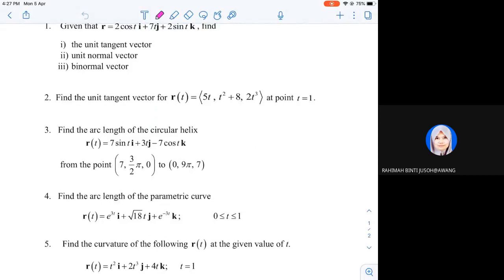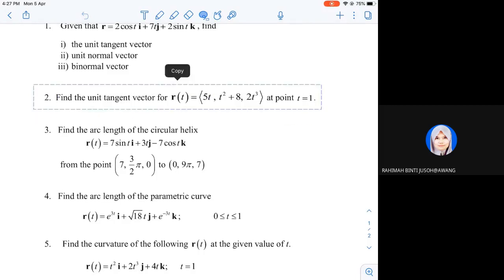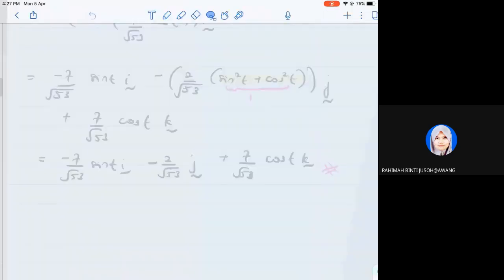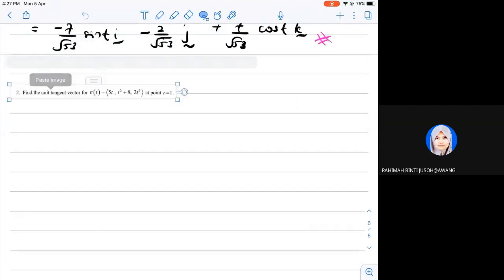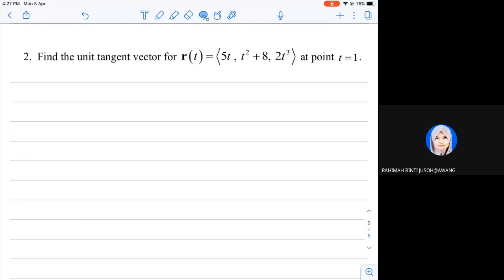Question number 2. This one we have polynomial. So let us calculate this. Okay, kali ni dia simple sikit lah, dia polynomial. And then another thing, we are given the values of t. Okay, t equals to 1. Soalan ni nak apa ni? Dia nak unit tangent vector. Okay, so solution, unit tangent vector.